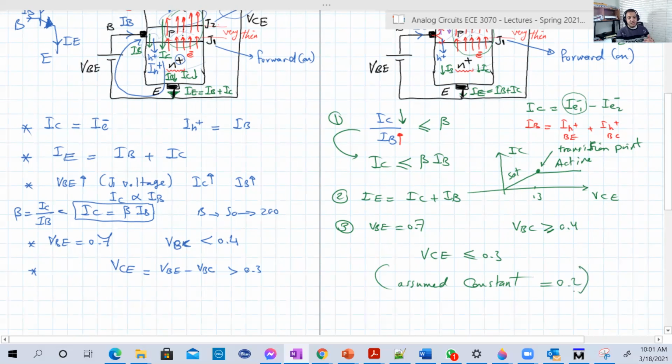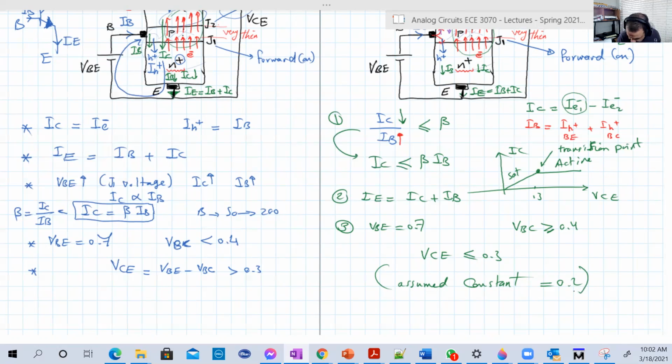The VCE in the saturation region hardly changes; the change in VCE is very small. So usually when we analyze circuits and we know the transistor is working in saturation, we assume VCE is 0.2. It just should be something less than 0.3. We take a kind of averaging. It may be 0.1, 0.15, 0.05, 0.3, 0.25, whatever, so we usually assume it's 0.2.